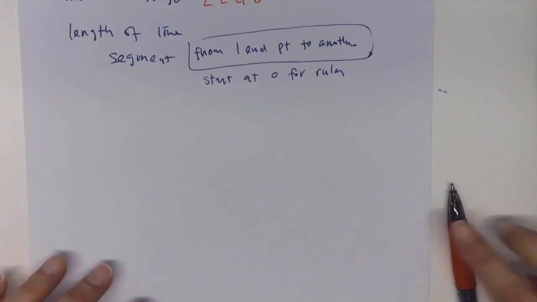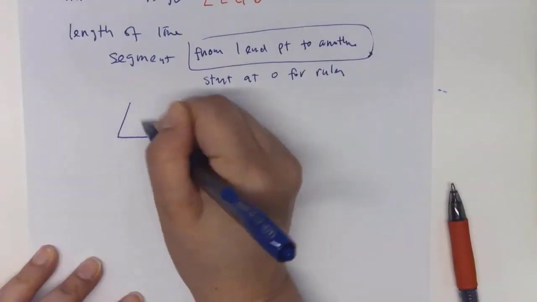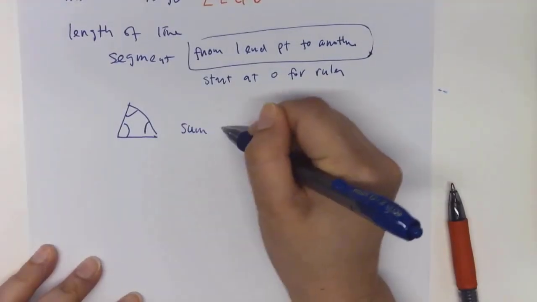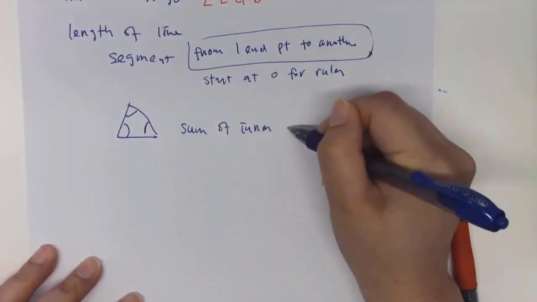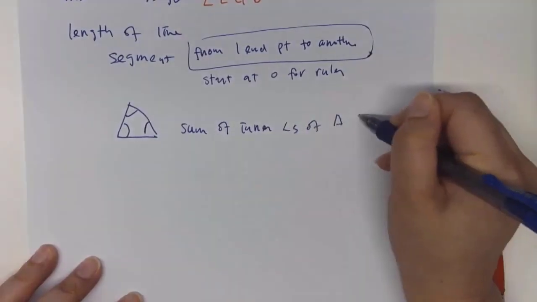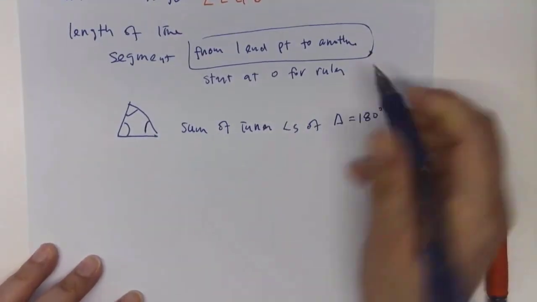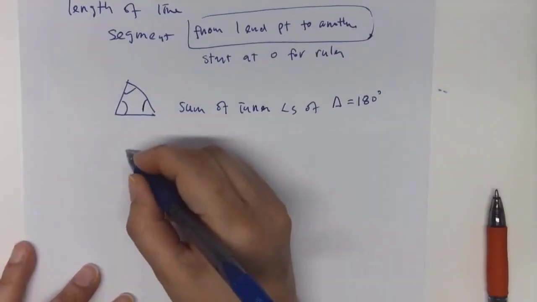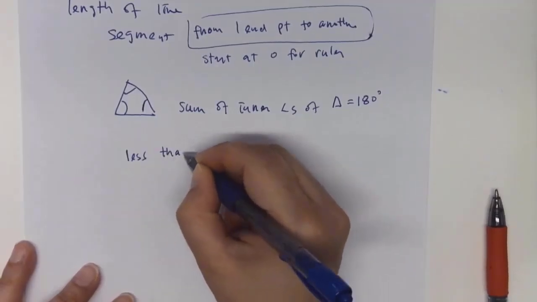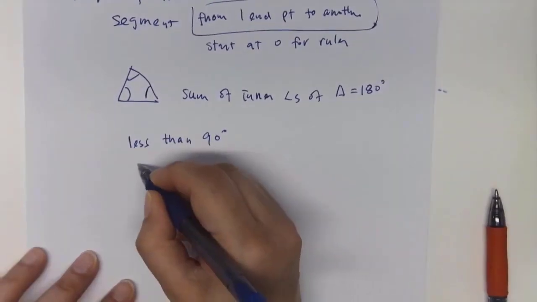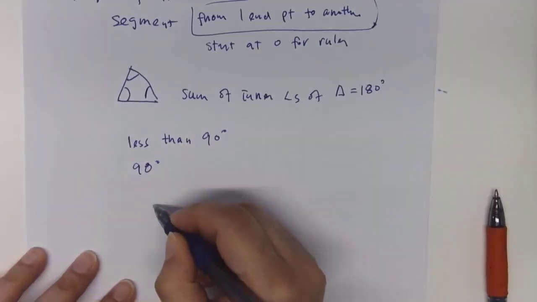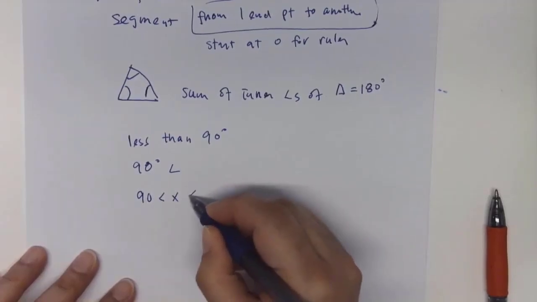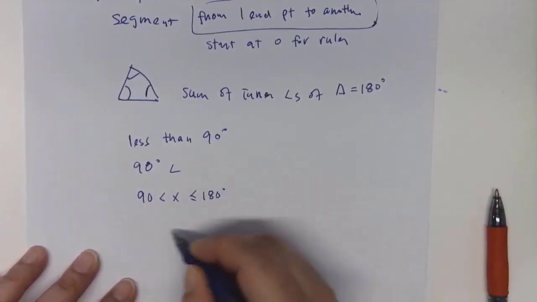So let's talk about different angles. If you have a triangle, the inside angles should add up to what? 180. And we have a few different angles. If it's less than 90 degrees, and between greater than 90 and less than 180 degrees.